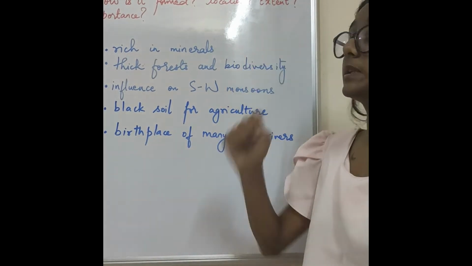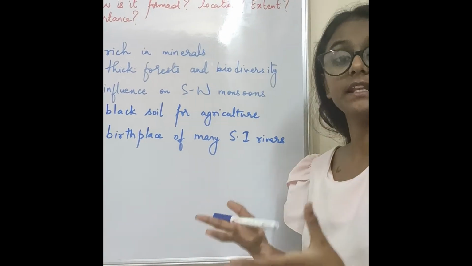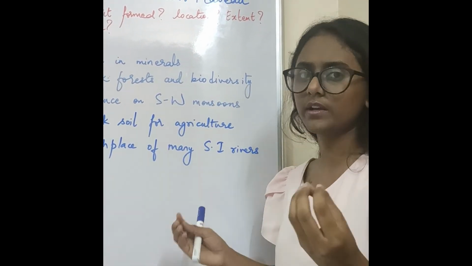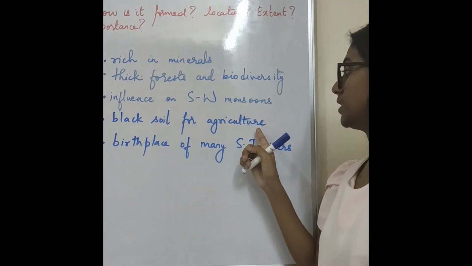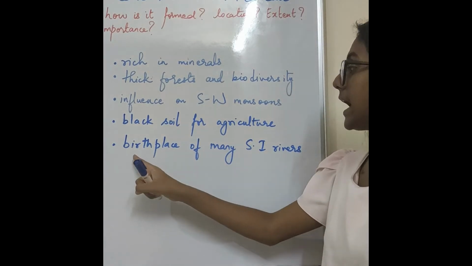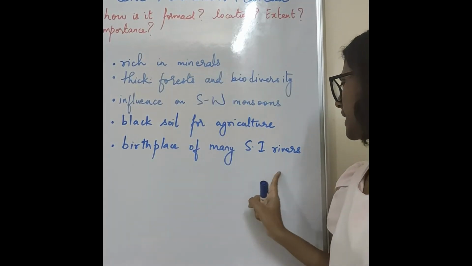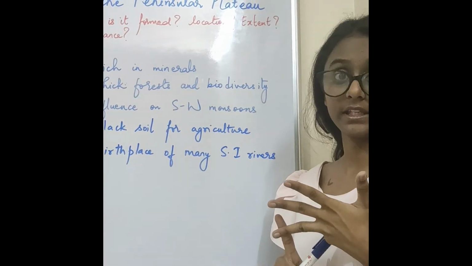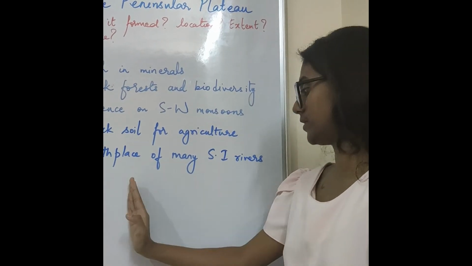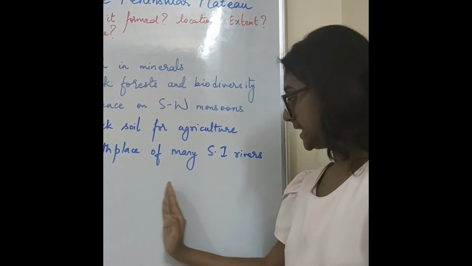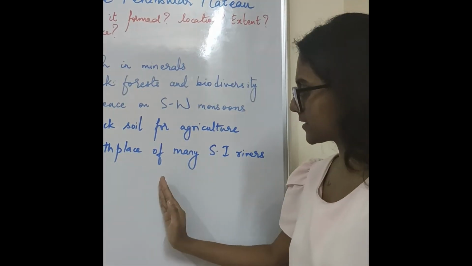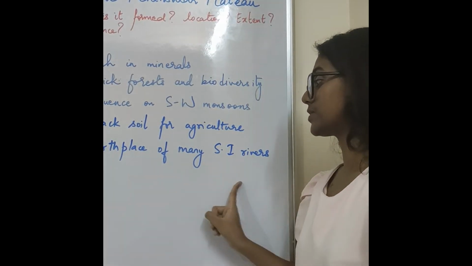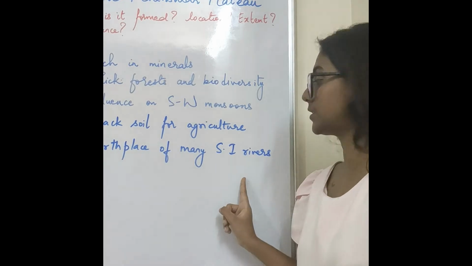Now, as you know, the Peninsular Plateau is made up of igneous and metamorphic rocks. They have denuded over time, they have broken down and become black soil, which is very, very good for agriculture. And this place is also the birthplace of many South Indian rivers like Krishna, Kaveri, Tungabhadra, Godavari. So most of the rivers flow east towards the Bay of Bengal, and there are a few rivers that flow to the west into the Arabian Sea, and we use them for generation of hydroelectric power as well. So in that sense, it's very important.